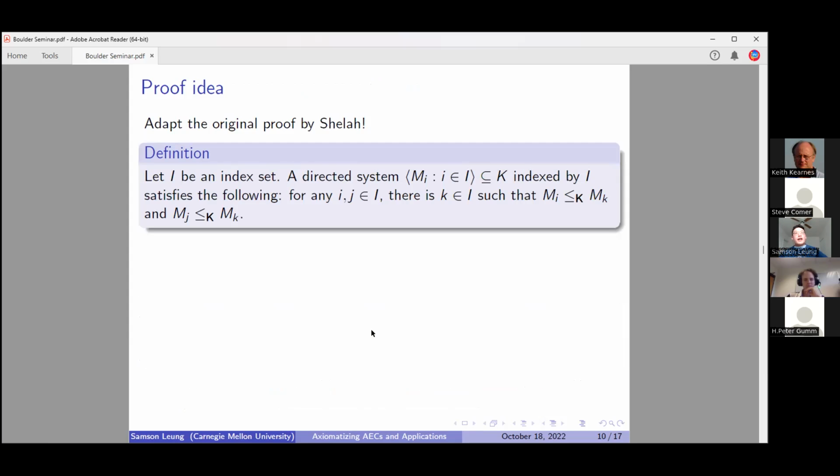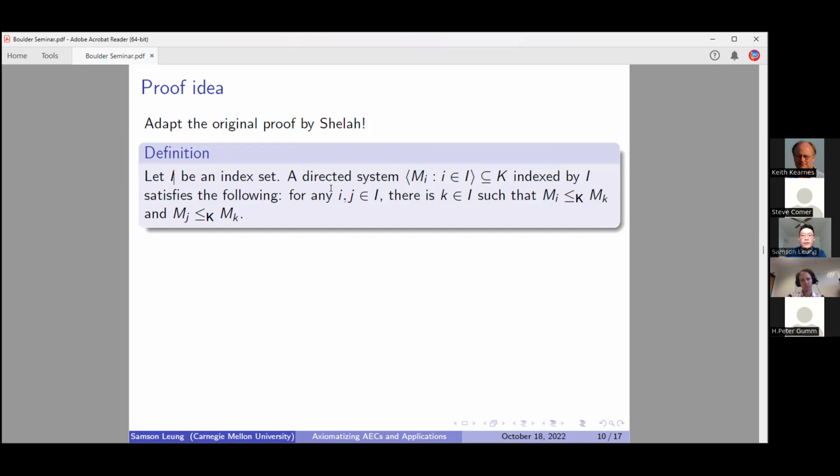So now we know what AECs are and we know our theorem statements. What we also want to know is what machinery we can use besides going all the way from definitions. The main tool will be directed systems. So let me define what a directed system in an AEC is. A directed system is a set or a class of models indexed by some I.